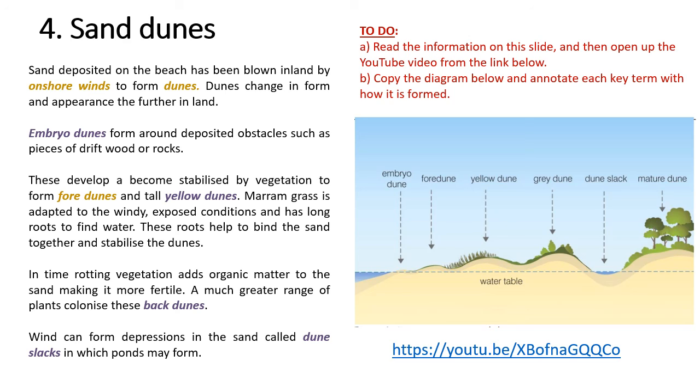Just to clarify on the diagram, the water table: anything below the water table is saturated ground. You can see that it lies here exactly at sea level. So that is part of why the dune slack fills with water and becomes a pond. So anyway, there we go. These are the tasks for you to do.